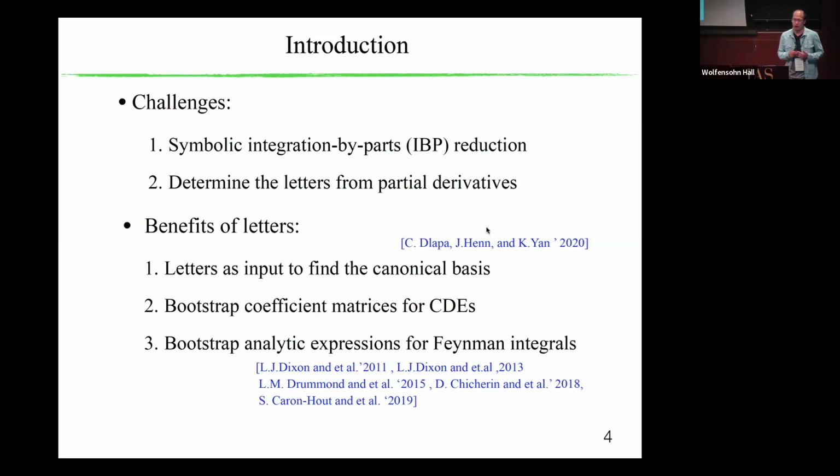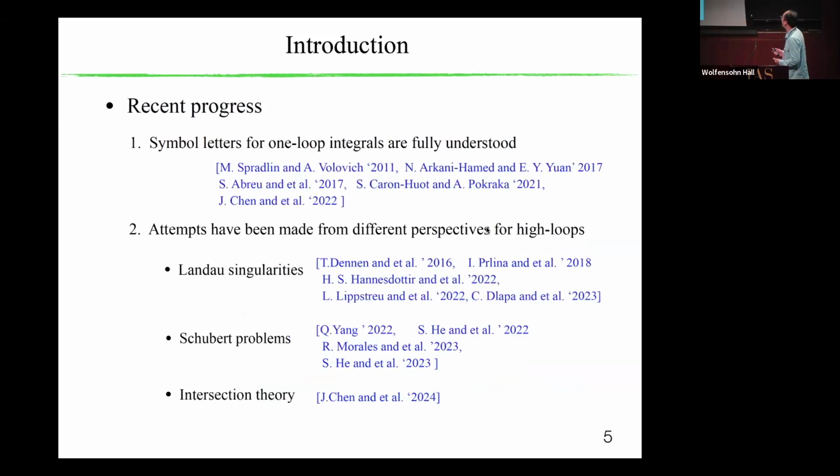But on the other hand, once we have the letters, we can gain some benefits. First of all, we can use them as an input to find the canonical basis. Also, we can bootstrap the coefficients of the letters, such that we can get the canonical differential equations. And furthermore, we can use these letters as an input to directly bootstrap the Feynman integrals. So this is the benefit.